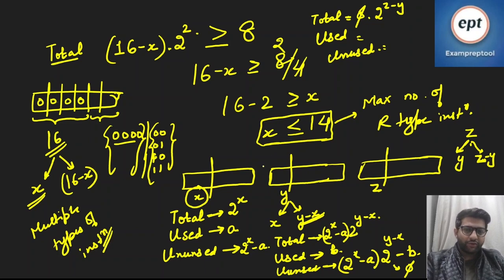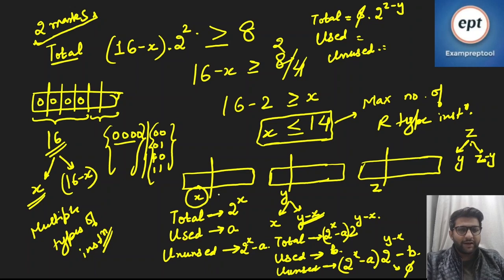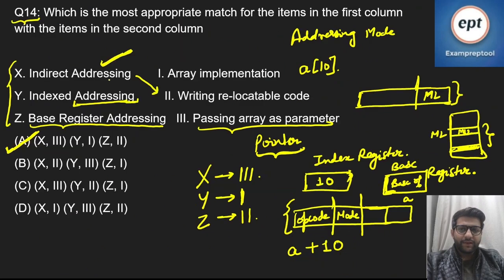There are some PYQs which have multiple types of instructions supported, and 2 marks are guaranteed. 2 marks are guaranteed if such a question comes in the exam, right? So if you know this particular concept, you can solve this question very fast, right? You will not be confused even if there are more types of instructions supported, right? So just try to solve more PYQs of this type, right?